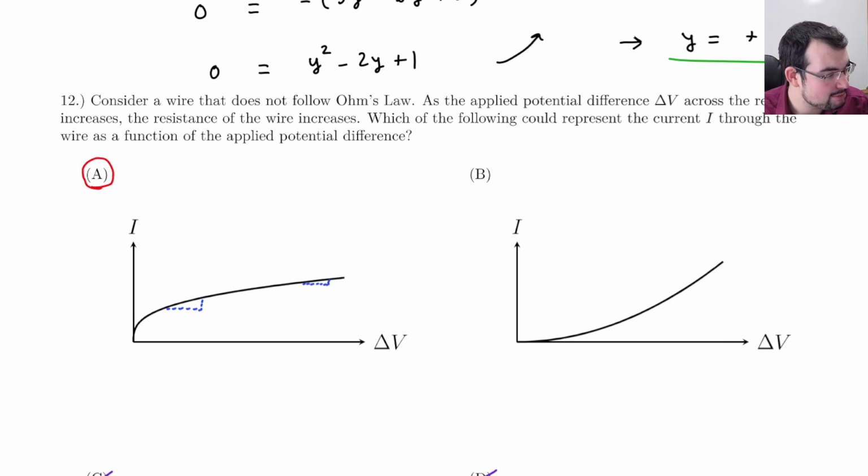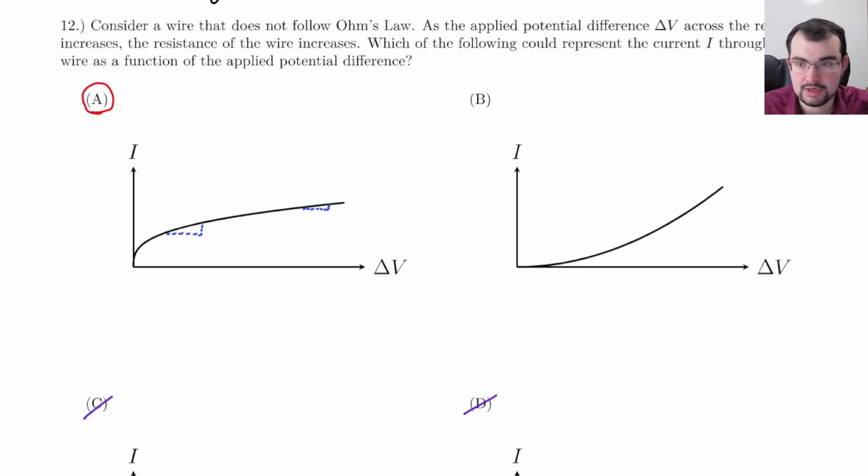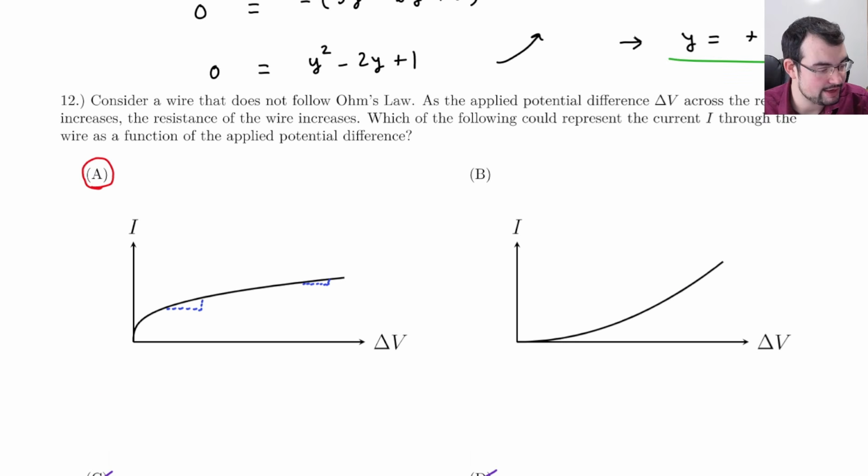We see the opposite effect here, where as you apply delta V towards the end, you get a huge jump in current. If you're getting a higher rate of increase in current, it's going to be a smaller resistance.